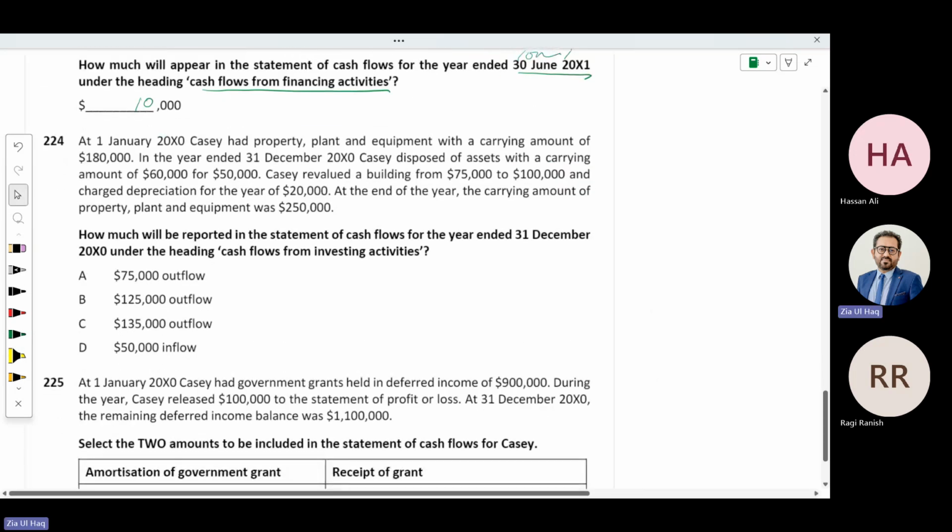224. How much will be reported in the statement of cash flow for the year ended 31st December under the heading cash flow from investing activities?